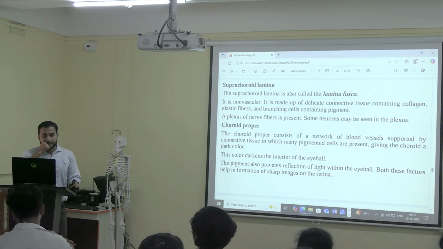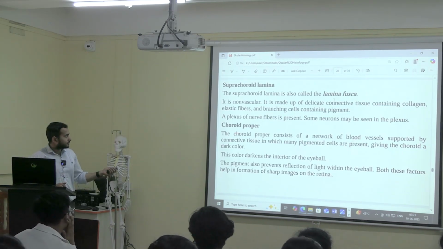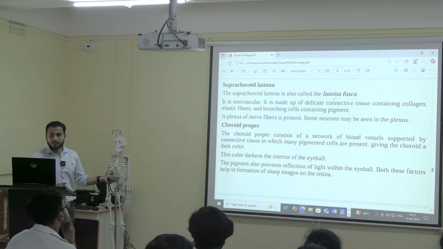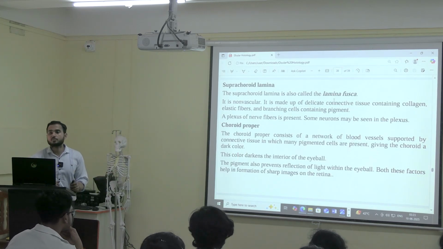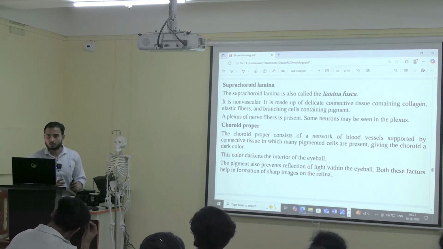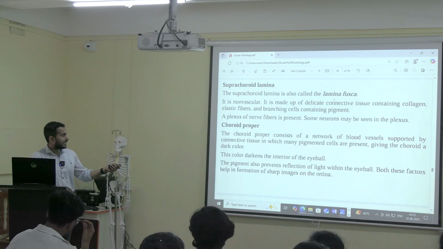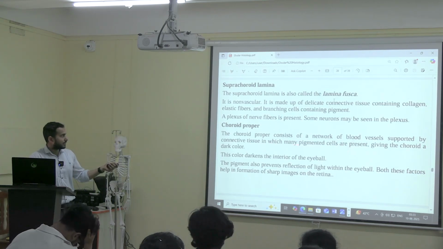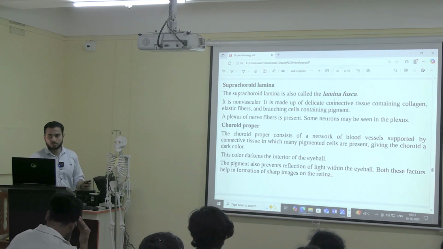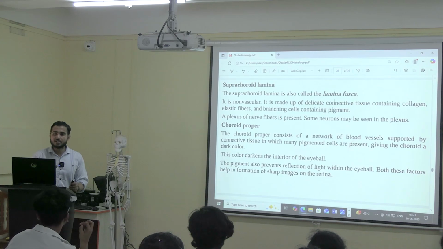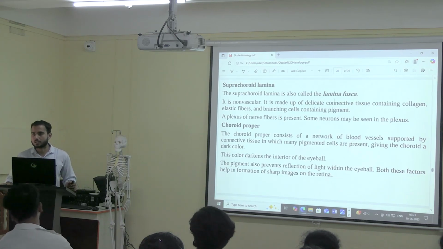Next is the choroid proper. In this layer, we get different types of blood vessels. You can see a network of blood vessels supported by connective tissue, and pigmented cells are present. Due to the pigmented cells, the color of the choroid is dark.